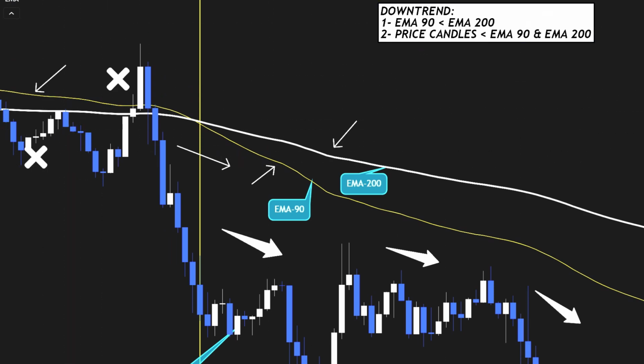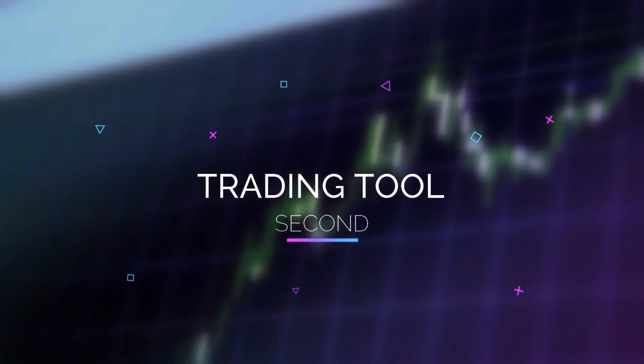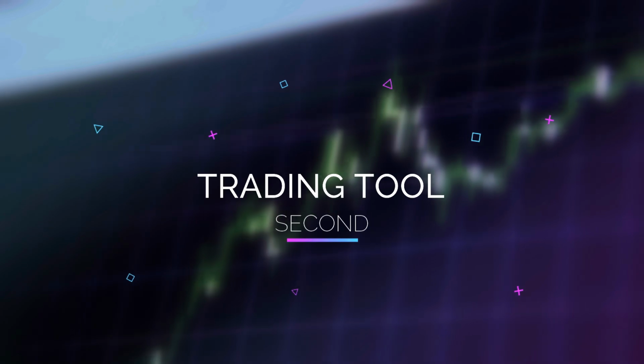So we've got the moving average to figure out the main trend direction, right? That's step one. Now the second piece we need to really bring this strategy together is another indicator.